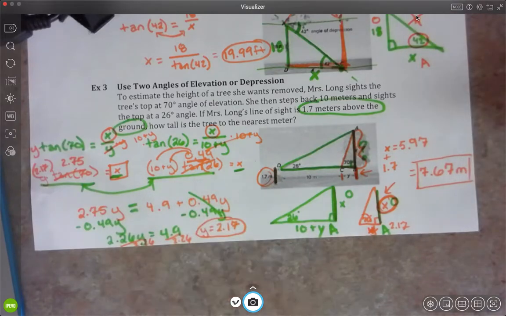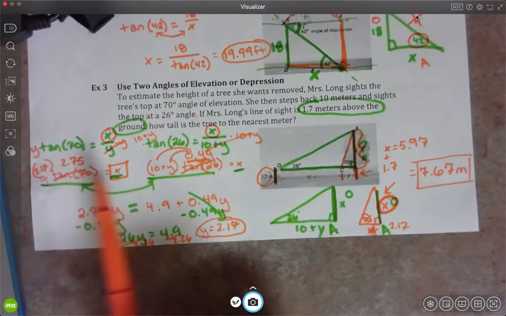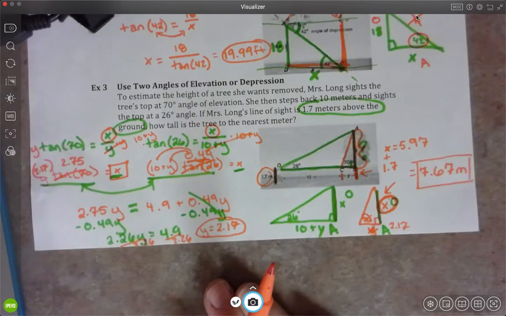So that one was a little bit more work just because we had two of them going at the same time, and then we set them equal to each other. So this is a really advanced problem, but I think most of you can handle it, so I wanted to go through that one anyway.